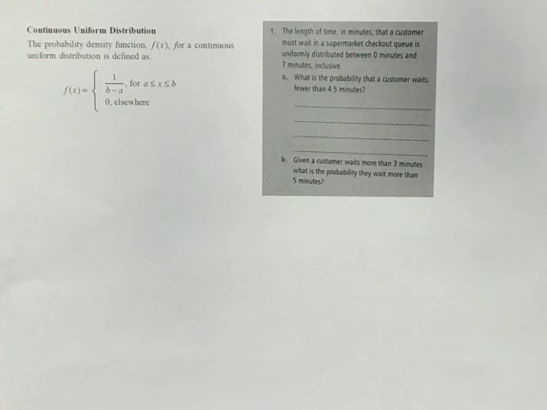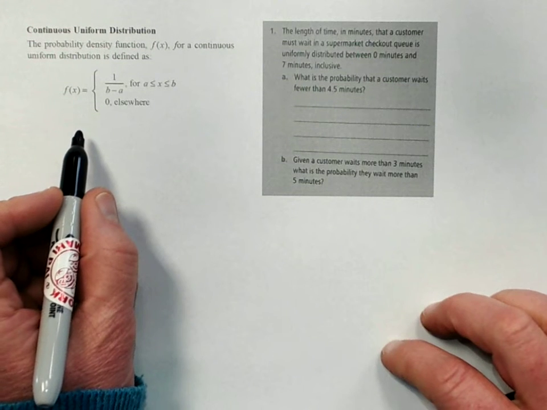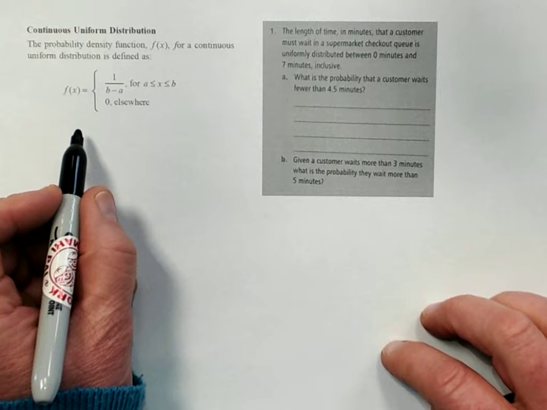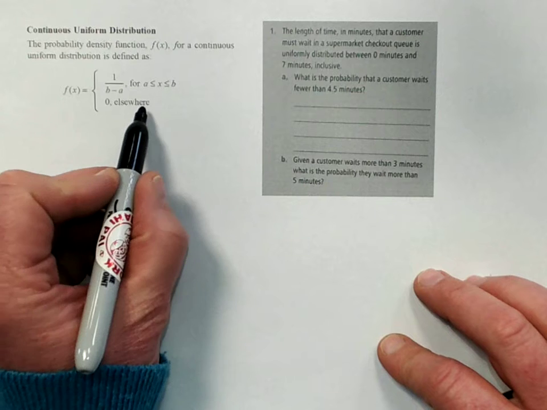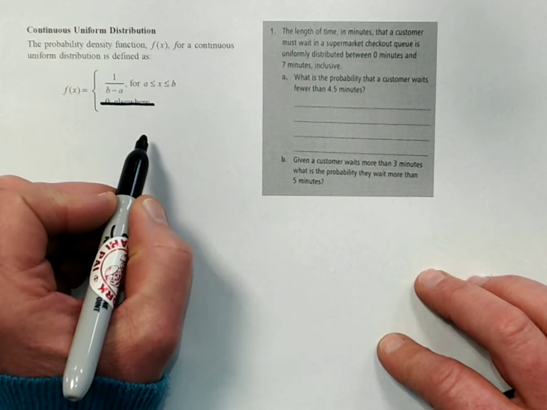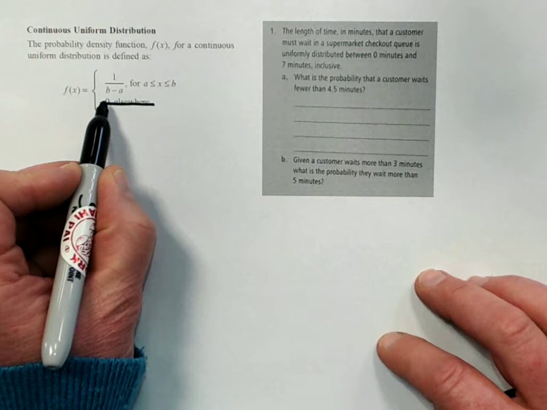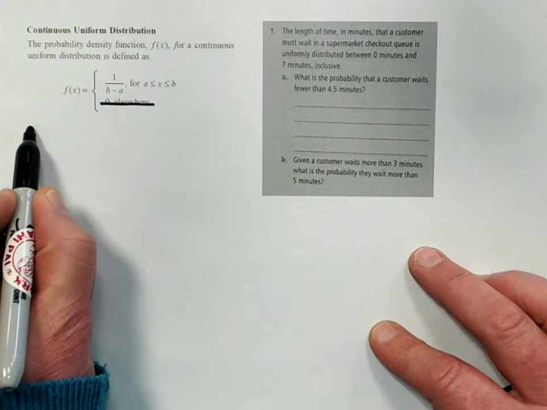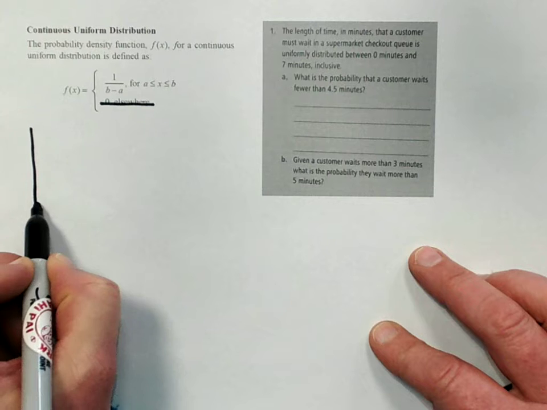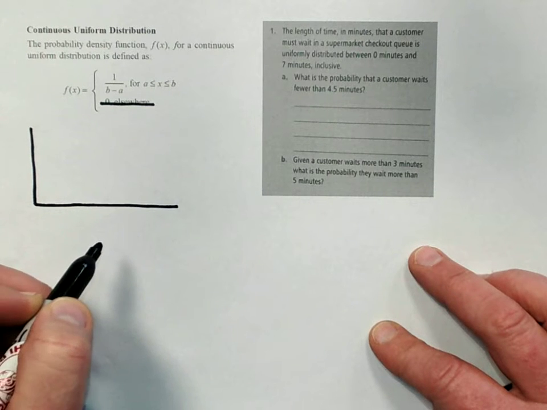So up on the left hand side here, this is the information they're going to give you on your formula sheet about the continuous uniform distribution, and you can really ignore that little bit there. They're telling you that the height of the distribution is always 1 over b minus a. So let's draw a picture. On the formula sheet they do not draw a picture for you.